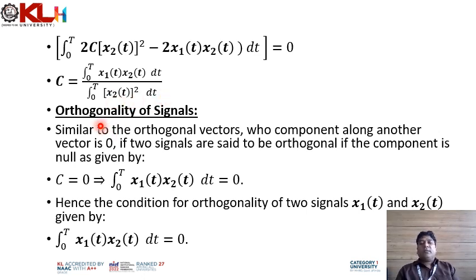Now we are going to discuss the condition for orthogonality of the two signals. When the two signals are orthogonal, it means the component will be null. So when the two signals are orthogonal, the component C will be null or 0. If you put the condition C equal to 0, then the condition for the orthogonality of the two signals is simply the integral 0 to T of x1(t) x2(t) dt is equal to 0.